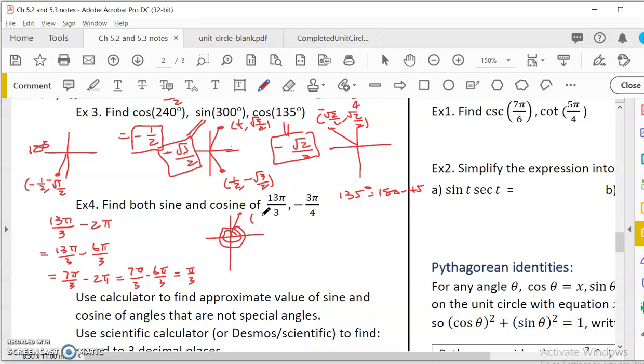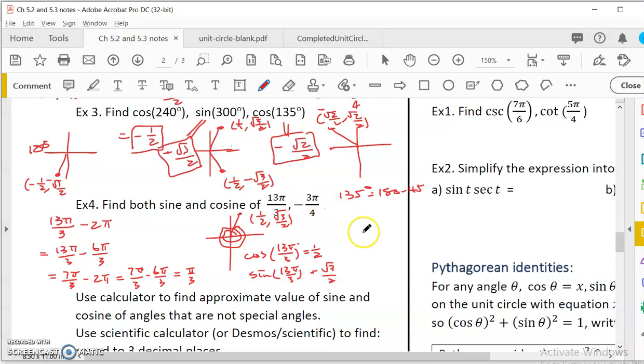So what is the coordinate? It's 1/2, root 3 over 2. So you would say cosine of 13 pi over 3 is 1/2. Sine of 13 pi over 3 is root 3 over 2. You can see the periodicity of these two functions. When we do pi over 3, it is the same thing. When we do 13 pi over 3, it's the same thing. So it repeats.